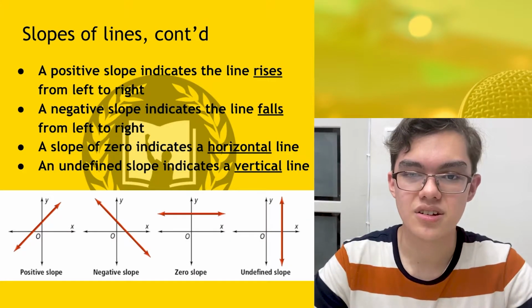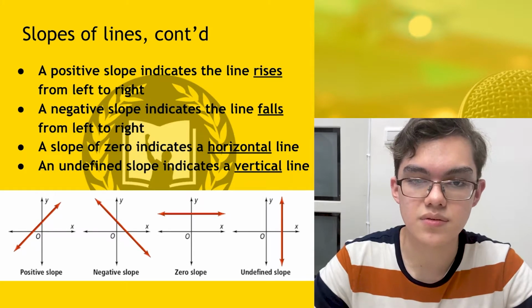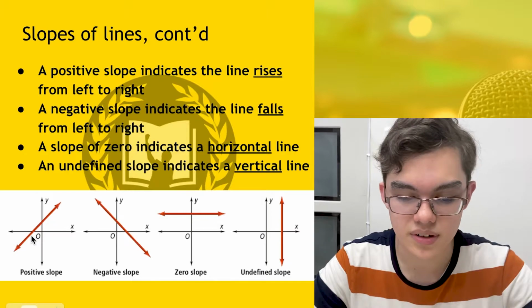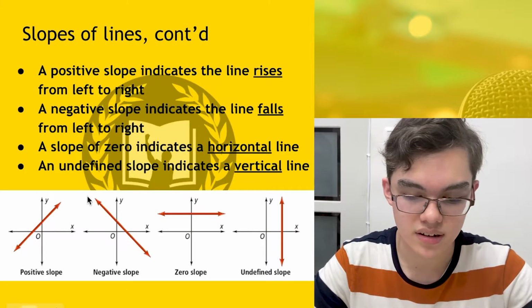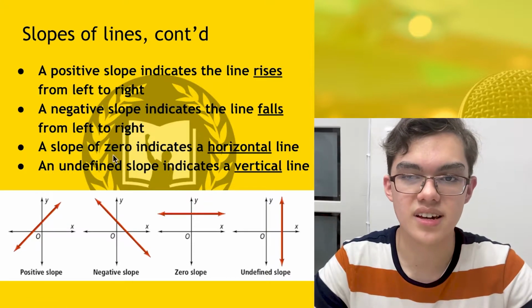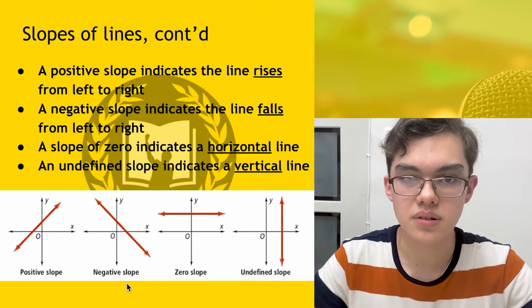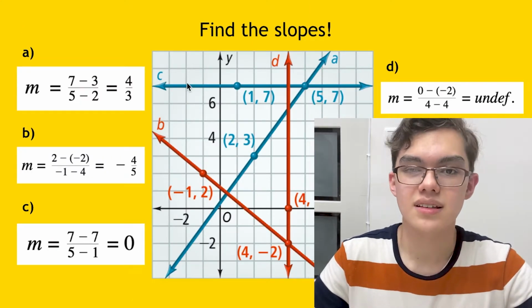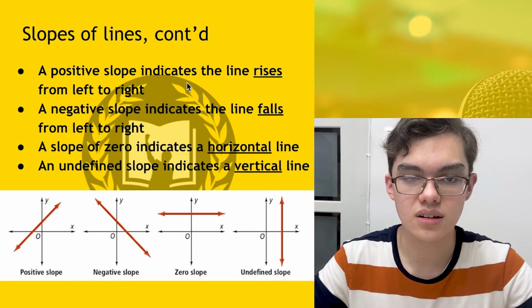Okay, good. So you just saw in that problem that a positive slope indicates that the line rises from left to right. So in this diagram here, you can see that it rises from left to right. And a negative slope indicates the opposite. It falls from left to right, so it goes down. And a slope of 0, you saw that earlier too, in line C. Line C's slope is 0, and that's true for every horizontal line in the coordinate plane.